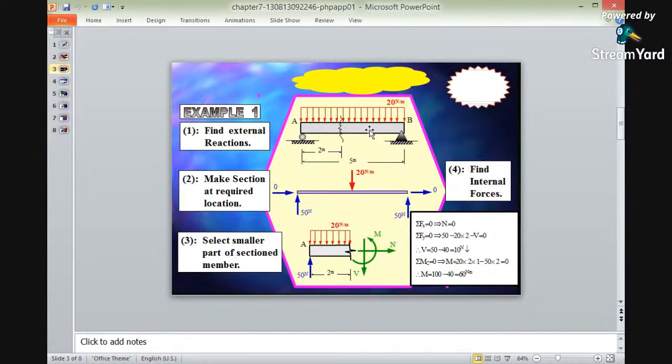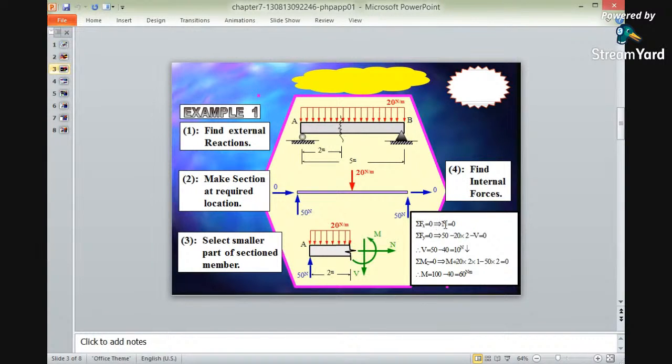Again, there is a case. In this case, there is a UDL. Again, we have to convert this UDL, and here there is a breakpoint, and we have to find out the internal forces in this case. First, we have to find out the reactions. Depending upon the reactions, we have to find out the forces. After solving by Fx equals 0, Fy equals 0, and moment equals 0, here we have calculated the forces.